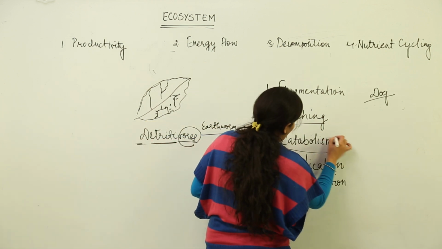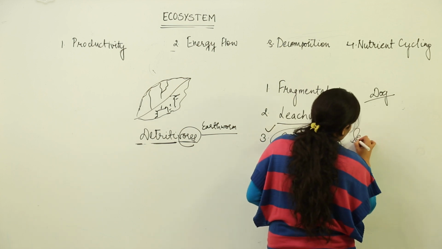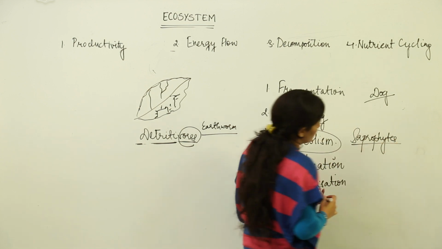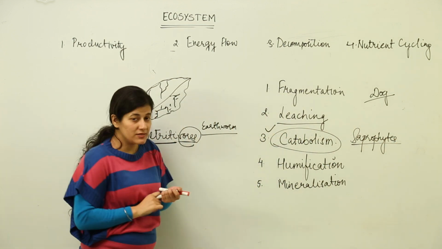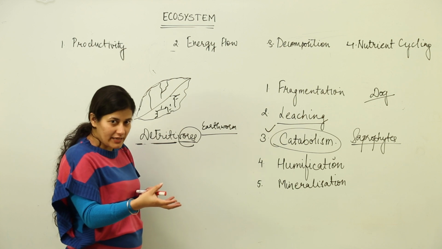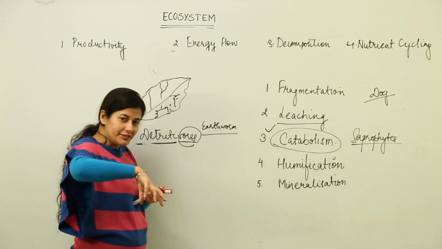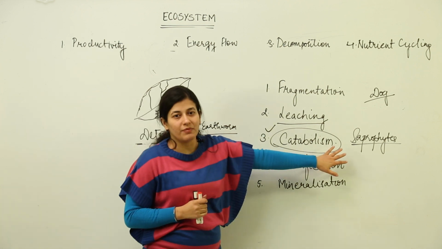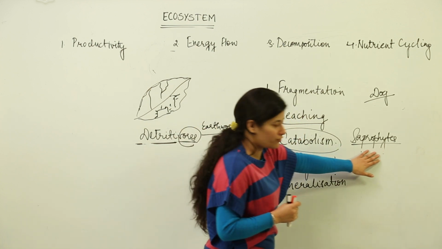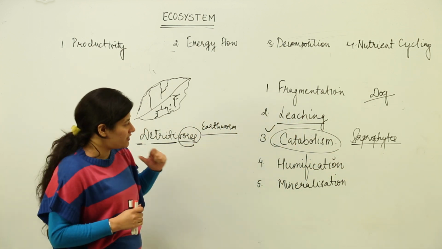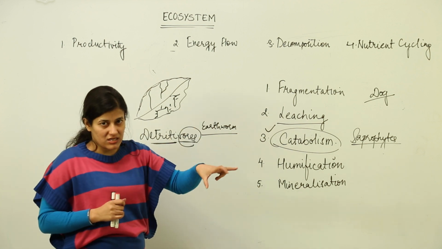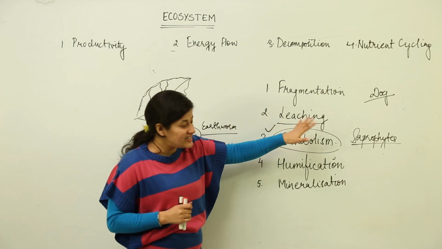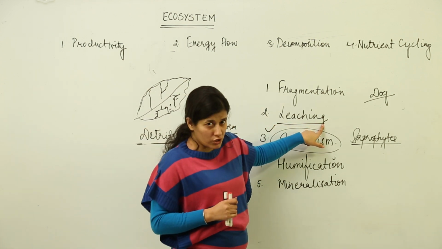Now comes the story of saprophytes. What are saprophytes? We have discussed earlier. Saprophytes are those organisms which throw their digestive juices, enzymes, on the food material, digest it outside the body and then engulf it. That is their mode of nutrition. So catabolism takes place by the agency of saprophytes, which throw their digestive enzymes and digest the fragments, which now have insoluble organic contents. Leaching took away the soluble organic contents.